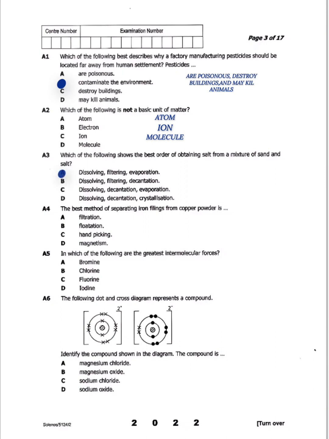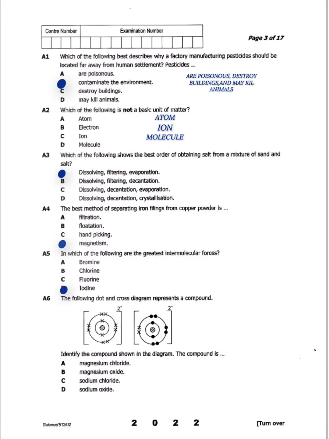Then A4, the best method of separating iron filings from copper powder. So we know that iron filings can be attracted to a magnet. So here we are going to say D, which is magnetism. Then A5, in which of the following are the greatest intermolecular forces? As for group 7, as you go down the group, the intermolecular forces increase. So we have bromine, which is A, B we have chlorine, C we have fluorine, and then D we have iodine. So the correct answer here is iodine.